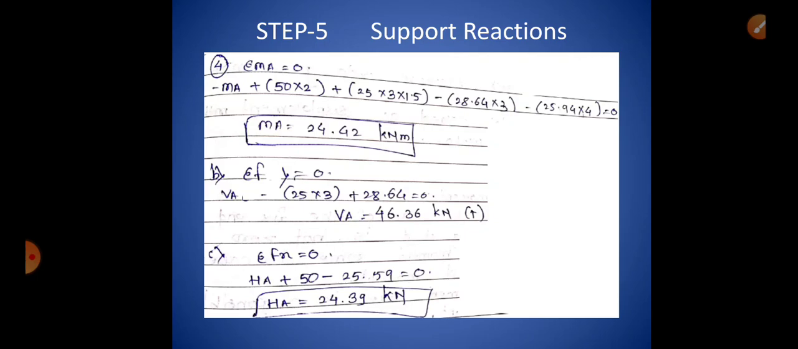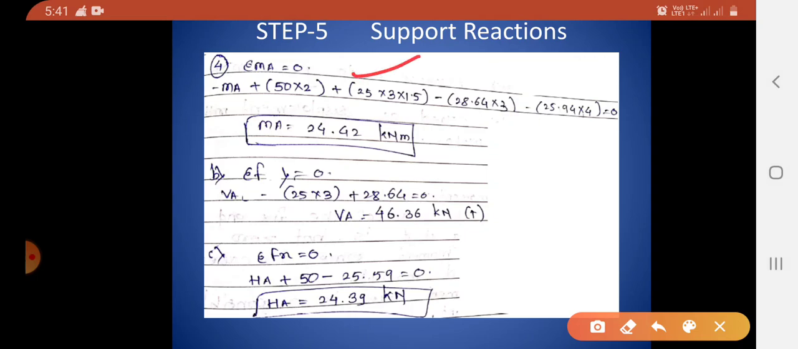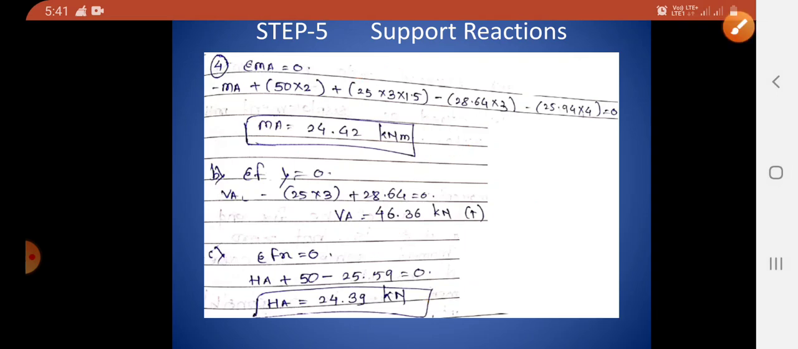Then step 5 is to calculate support reactions. As you know, once we have got the values of the different redundants, then you can always find the support reactions by using the equilibrium equations. First, summation MA equal to 0 and you will get the MA value. Then summation FY equal to 0, you will get the value of VA. Summation FX equal to 0, you will get the value of HA. Now you are ready with all the support reactions.